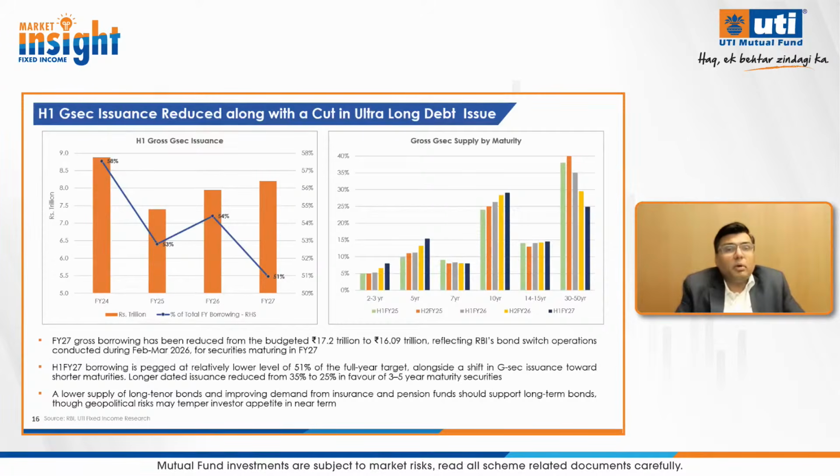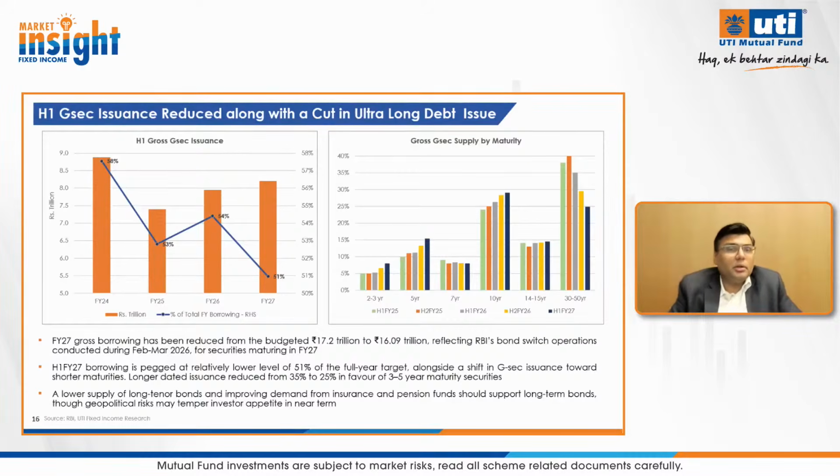On the government bond calendar, as you can see, this time the gross borrowing number was reduced from the budget from 17.2 trillion to 16.1 trillion broadly, reflecting the switch operation which RBI did, which reduced this borrowing by about 90,000 crores. The second positive thing which the government did was this: typically the government tends to borrow higher in the first half as they want to create some space for state governments in the second half, and hence they typically borrow 54 to 55%, as you can see from the chart on the left hand side. But this time they only borrowed 51% because there was pressure on bond yields due to the conflict.